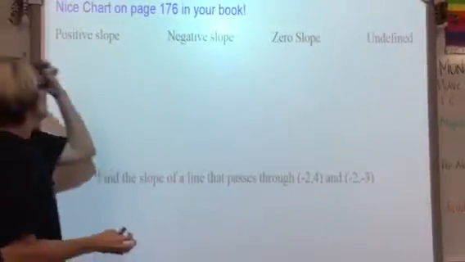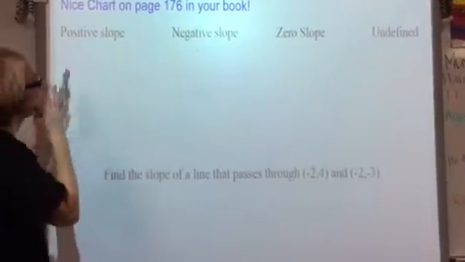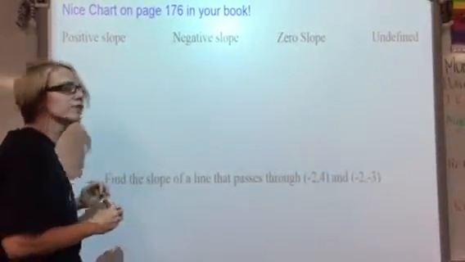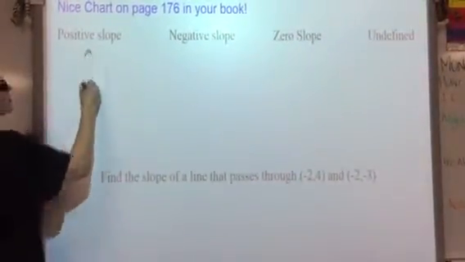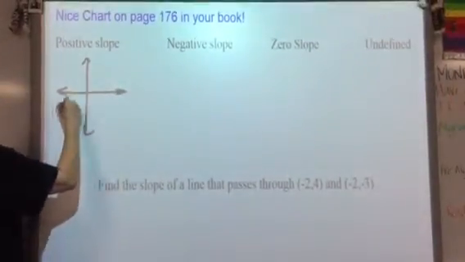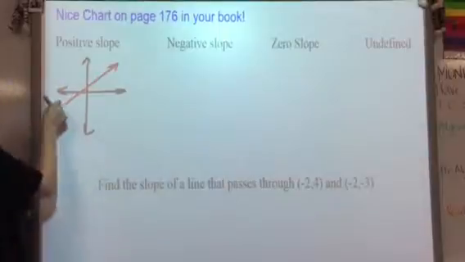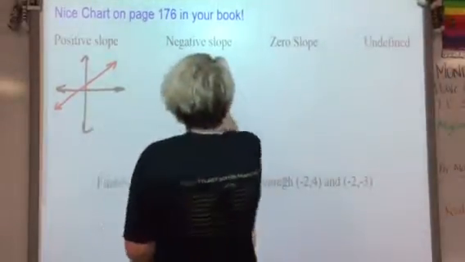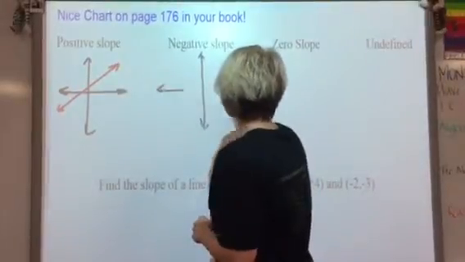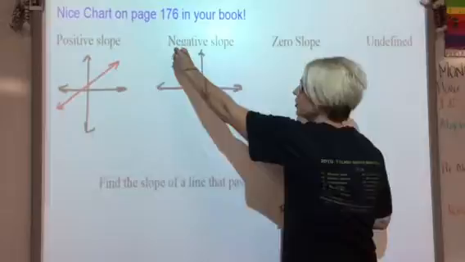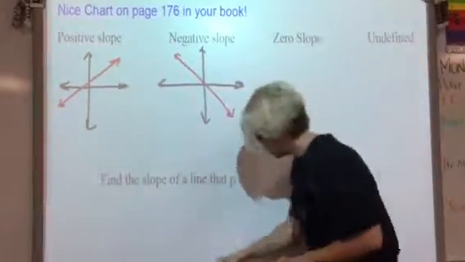All right, moving on. So these are the 4 types of slope that you can have, and there's a great chart on page 176 if you'd like to look at that chart in your book. A positive slope, if this is my grid, is going to appear to go uphill. You're standing here and you're climbing. That's positive. A negative slope is going to appear to go downhill. So you're standing here and you're falling.